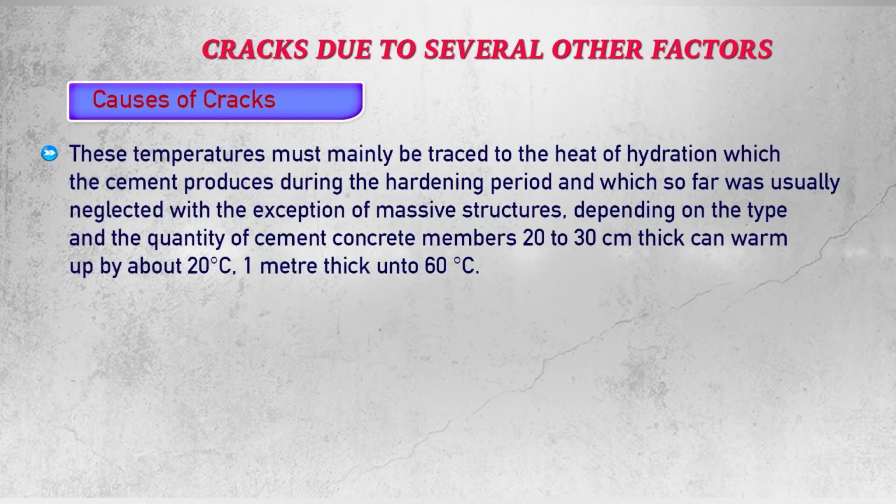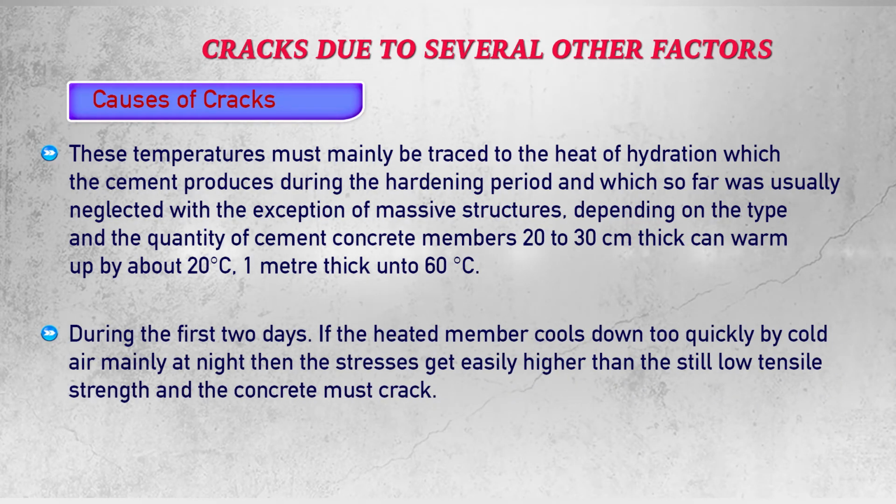These temperatures must mainly be traced to the heat of hydration, which the cement produces during the hardening period and which so far was usually neglected with the exception of massive structures. Depending on the type and the quantity of cement, concrete members 20 to 30 centimeters thick can warm up by about 20 degrees centigrade, 1 meter thick about 60 degrees centigrade during the first 2 days.